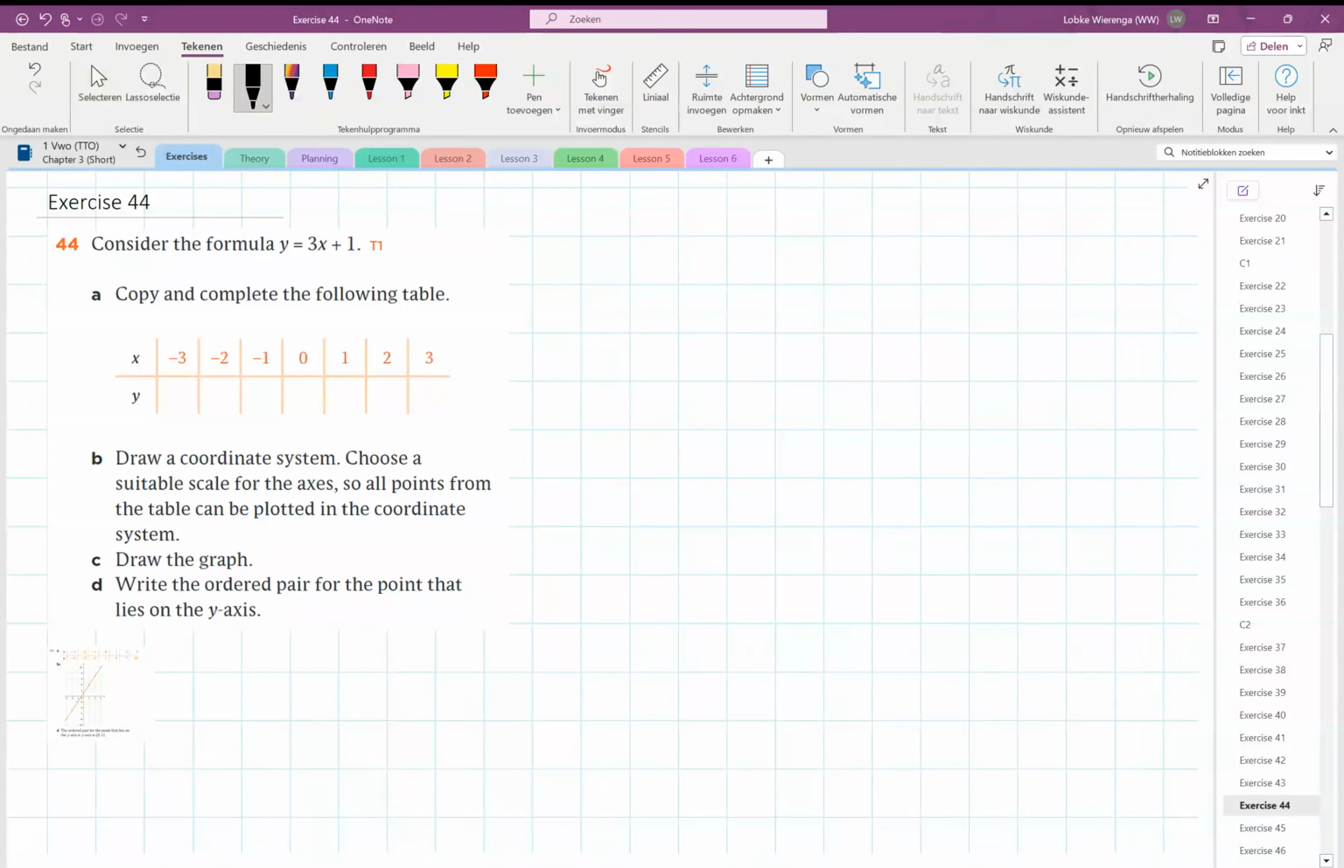So exercise 44, we have the formula y is 3x plus 1. And actually it's 3 times x plus 1. Now first we need to copy and complete the table. So if you substitute x is minus 3, then this x is replaced with a minus 3. And then our exercise looks like 3 times minus 3 plus 1, which is minus 9 plus 1, and that's minus 8.